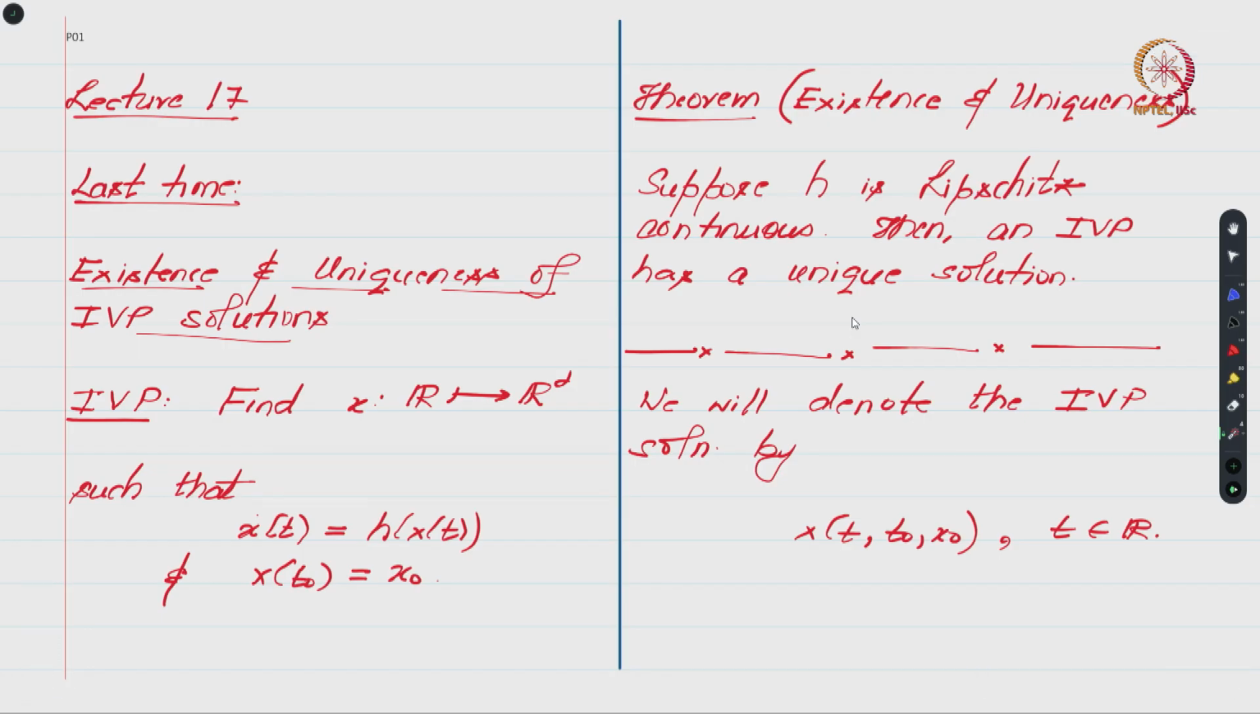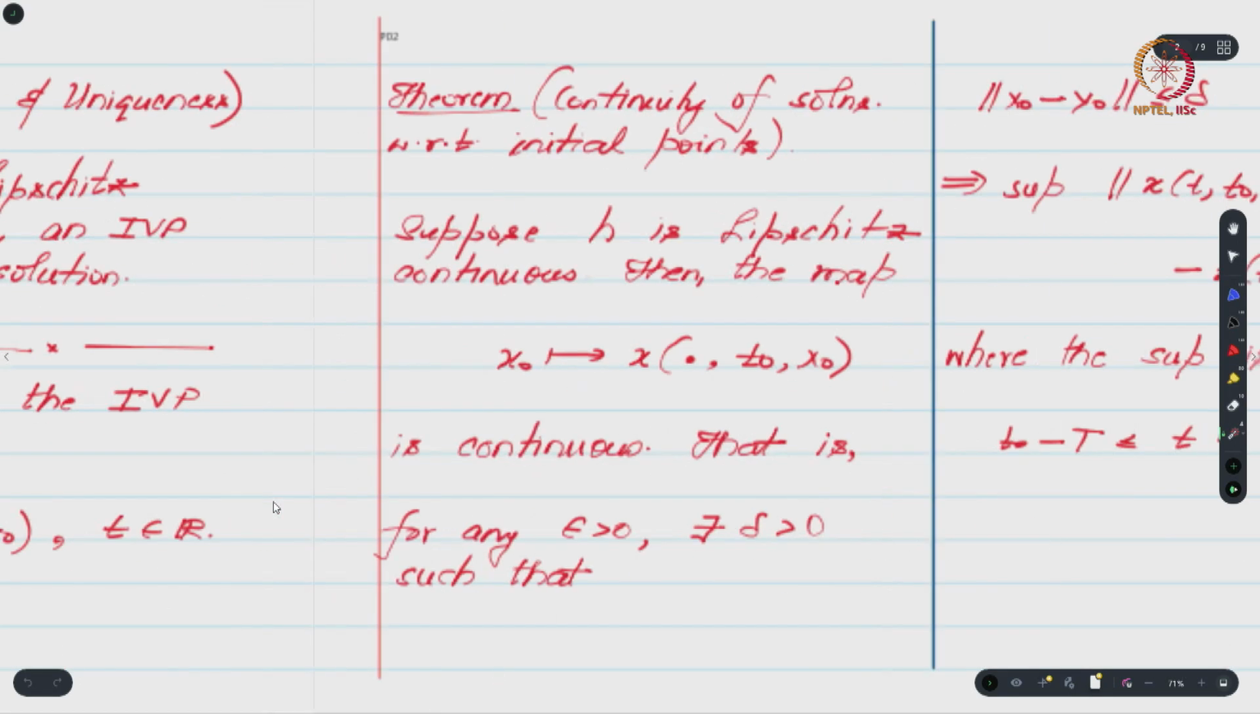And often we will denote the solution to an initial value problem by this notation. So this notation has t as the time index, this t naught will be referred to as the initial time instance, and x naught is the value of x t at time t naught. So this is the initial time instance and this is the initial value. So this is the solution trajectory which satisfies this initial condition. So we will use this notation to denote the solution to this initial value problem.